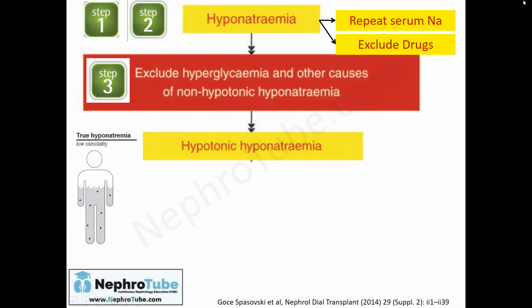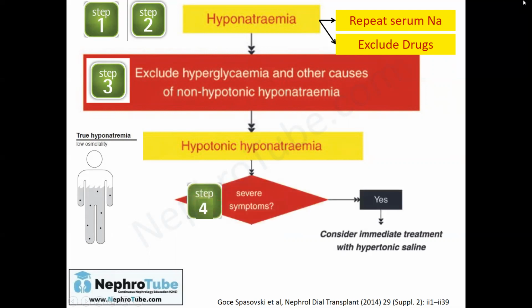So now, if the patient has hypotonic hyponatremia, which is hyponatremia with low osmolality, in step 4 we have to ask ourselves, are there severe symptoms secondary to hyponatremia? If yes, you have to treat immediately before going through the diagnostic approach. If no severe symptoms, we will go to step 5 to diagnose the cause of hyponatremia. I will start with step 5 and leave step 4, how to treat severe symptoms, for the second part of the lecture. Let's go through step 5 to diagnose the cause of the hyponatremia.